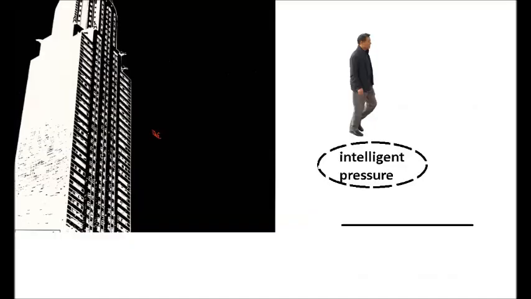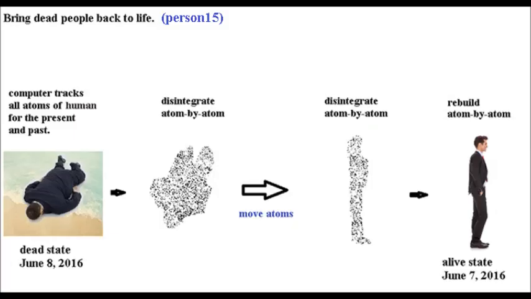In this example, a man falls to earth from a 60-story building. The atom manipulator creates intelligent pressure to float the man safely to the ground. In yet another example, a man is knocked unconscious by a punch from General Zod and he falls into the ocean and drowns. The atom manipulator is disintegrating the man's body, atom by atom, and reintegrating his atoms to the state before the drowning.